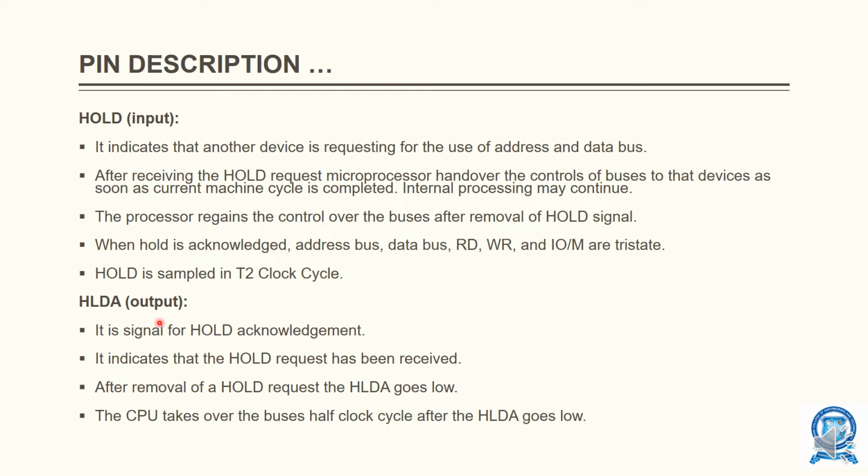HLDA, that is hold acknowledgement. It is a signal for hold acknowledgement. It indicates the hold request has been received. After removal of the hold request, HLDA goes low. The CPU takes over the bus half a clock cycle after the HLDA goes low.